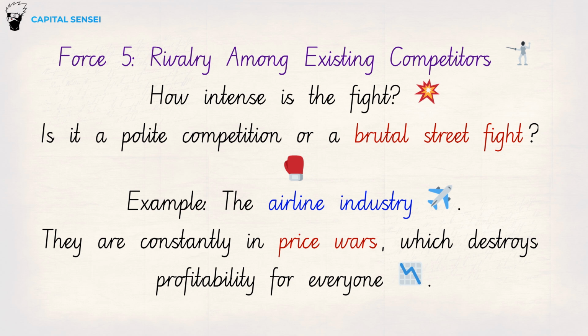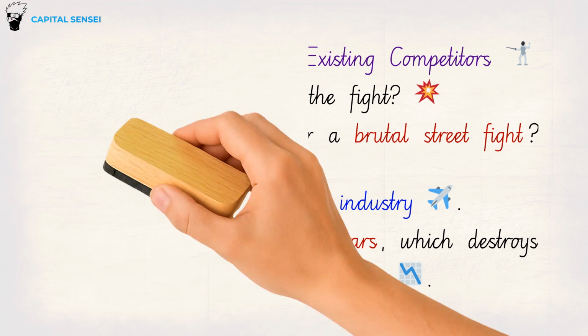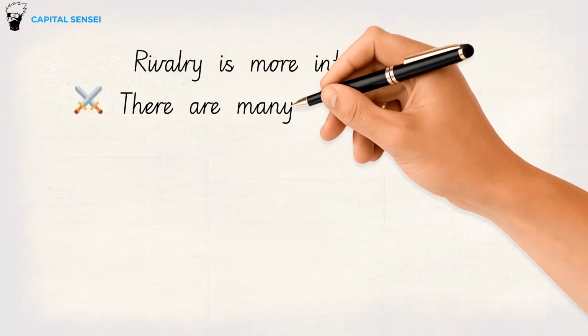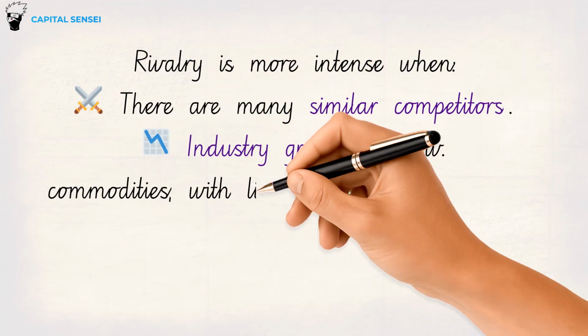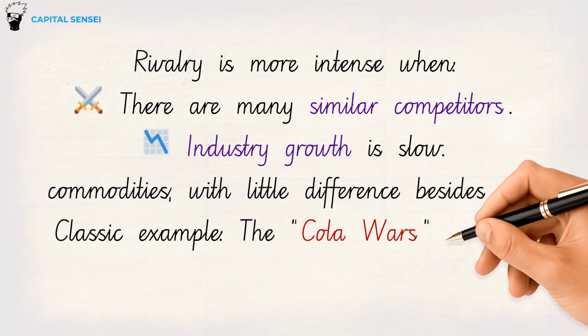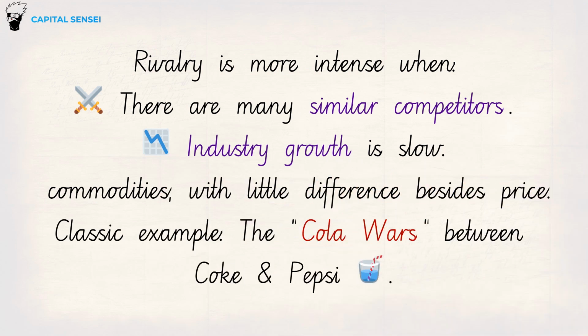Think of the airline industry. They are constantly competing on price. One airline lowers its fare from New York to Los Angeles, and within hours, all the others have to match it. This intense price rivalry destroys profitability for everyone involved. The rivalry is usually more intense when there are many competitors of similar size, when industry growth is slow, or when the product is a commodity with little to distinguish it besides price.